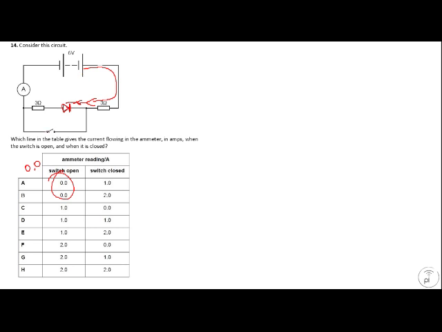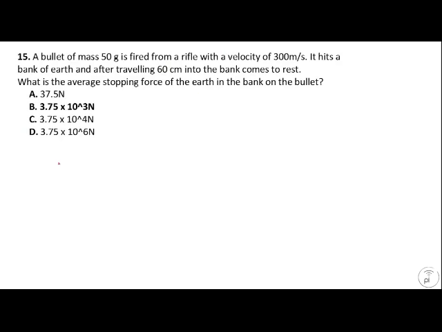So after this, when we close this switch, the current will go in this way. So the current will be I equal to 6 volt divided by 3 ohm. It will be 2 ampere. The answer is B.